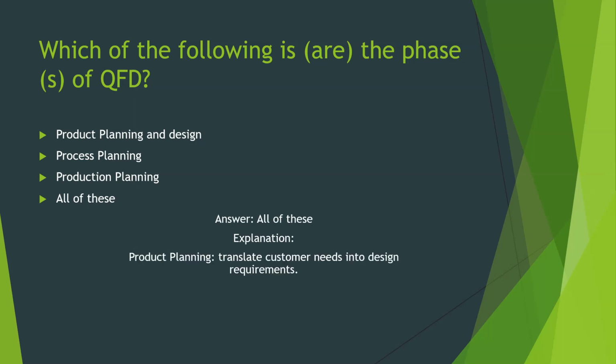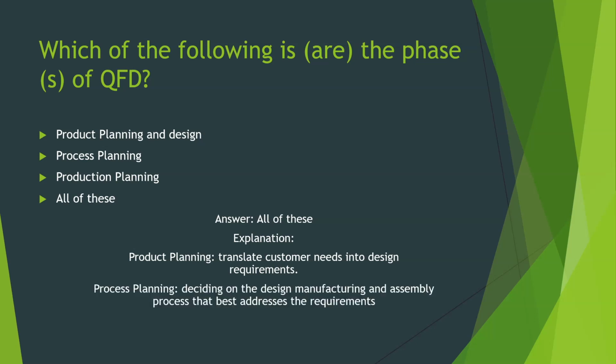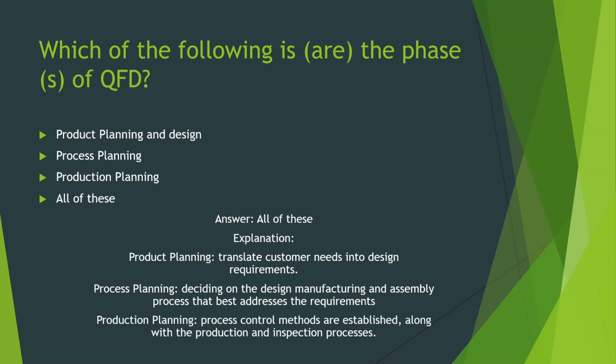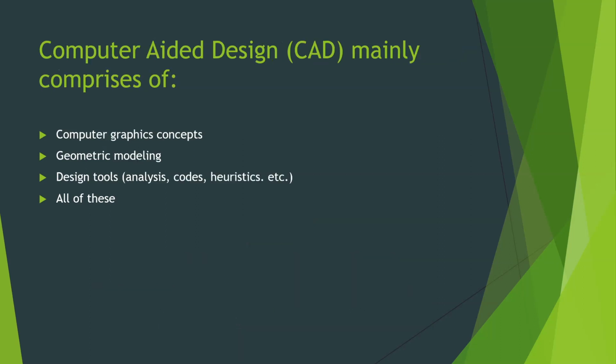Yes. So in the first stage, product planning, we translate the customer needs into the design requirements. In the process planning stage, we decide on the design, manufacturing, and assembly process that best addresses the requirements. And in the production planning part, we try to establish the process control methods, along with the production and the inspection of the processes going on. Then coming on to the next question, that is computer aided design mainly comprises of.